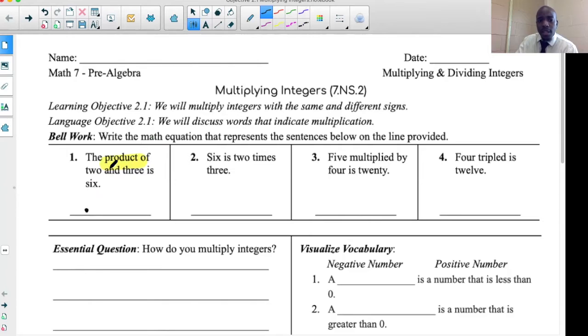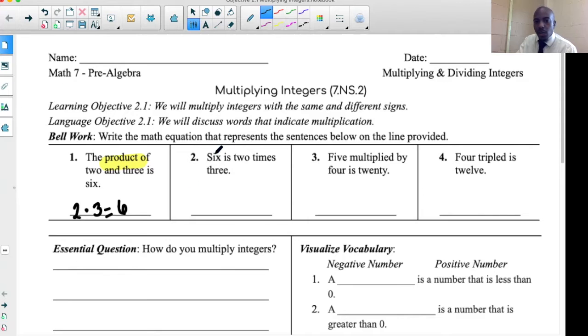It says the product of 2, so we're multiplying 2 and 3, so 2 times 3, and it says is. The word is indicates an equal sign, and that's equal to 6. So 2 times 3 equals 6. This is what that particular numerical equation would look like.